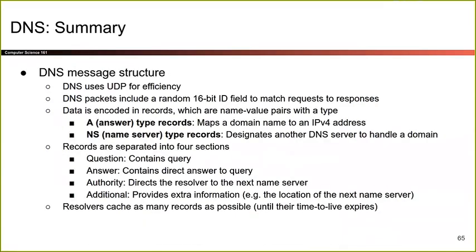We talked about what the message structure is like. So we use UDP to be fast. We have an ID field for matching requested responses. This should be random for security reasons. And we encode data in records. So there's an A record for mapping domain names. There's an NS record for designating that this server can handle this zone of domains. There are 4 sections. There's a question section, answer section, an authority section and an additional section to tell us where to go next if the name server didn't know the answer. And resolvers tend to cache as many records as possible until their time to live expires.